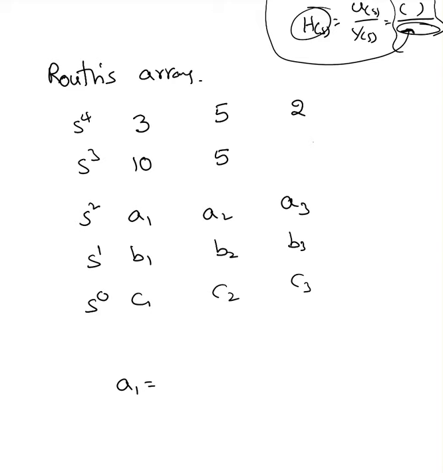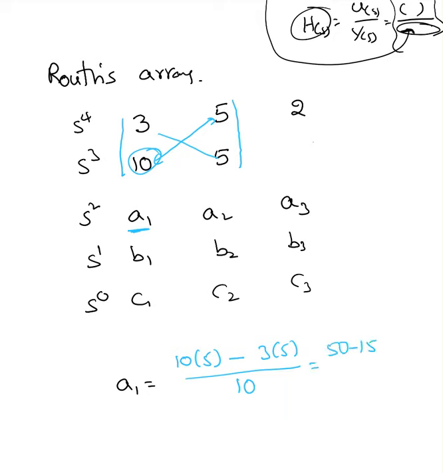To find A1, we're finding this element. Take this matrix right there: 3, 5, 10, 5. To find A1, multiply these two: 10 times 5, minus the product of 3 times 5, divided by this number right here in the denominator, 10. So this will be 50 minus 15 over 10, which is 3.5, or you can say 7 by 2. That is my A1.